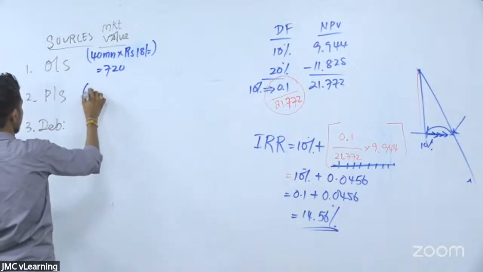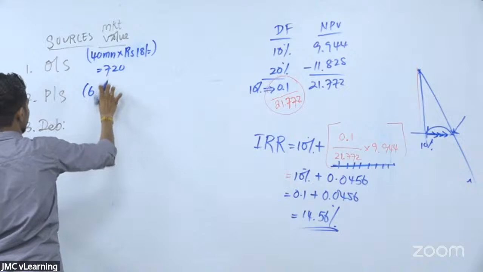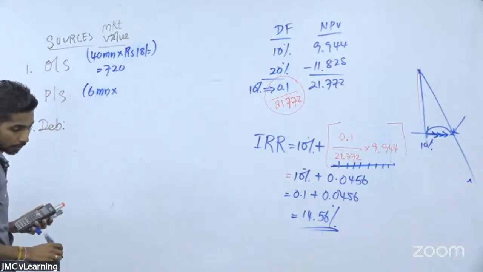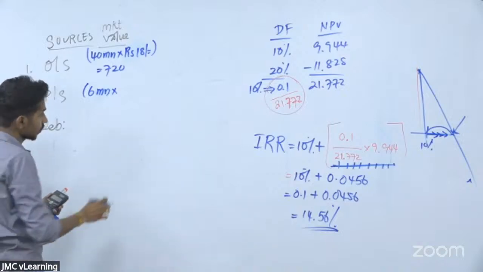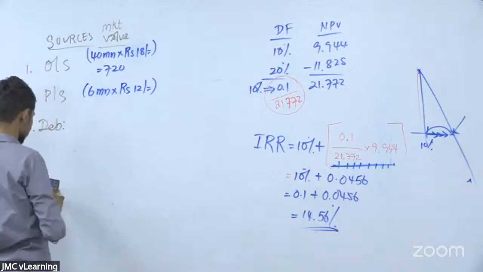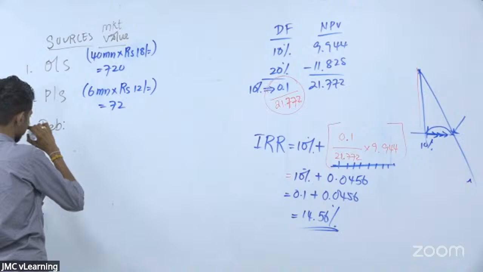Then preference shares, how many preference shares? 6 million. I will be tackling with the million figures. Then what is the preference share market value? 12 rupees. Then 6 into 12 rupees means 72 million.